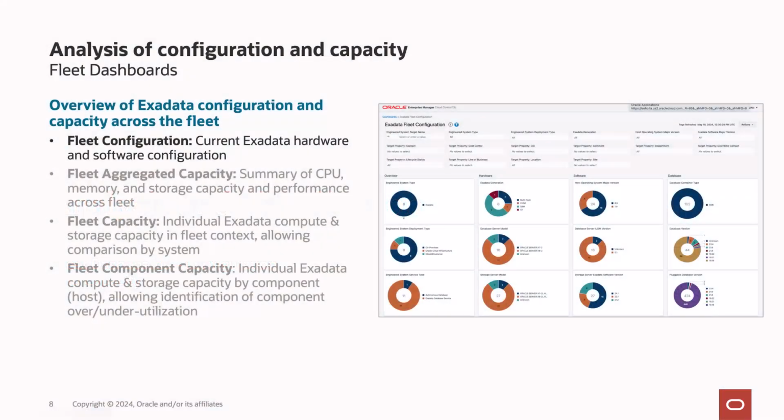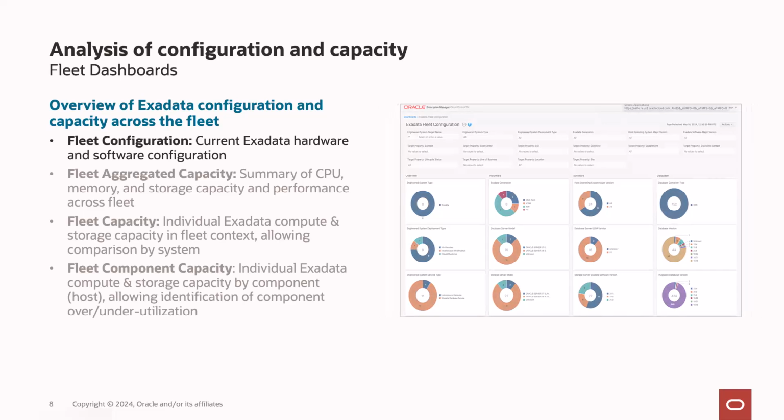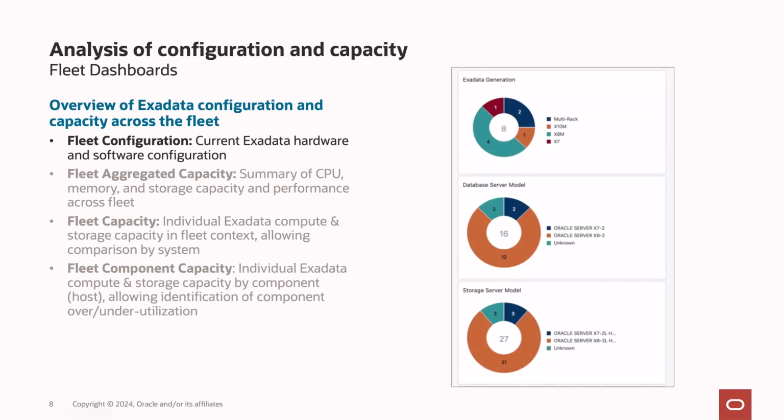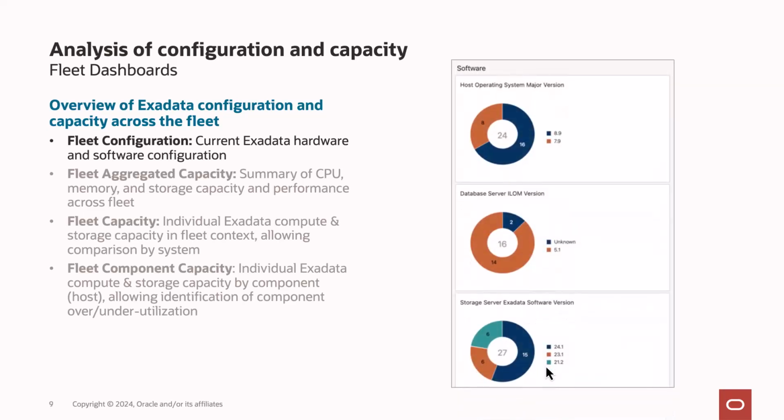Let's take a look at our fleet dashboards. First, we have the configuration dashboard, where we provide a complete overview of hardware and software on the estate of Exadatas. Exadata type, hardware, software details, and database deployments. Here it is possible to filter to focus on specific details such as X7 configurations or similar. We can also see information on software and configuration, operating system, ILOMs, storage servers and switches.